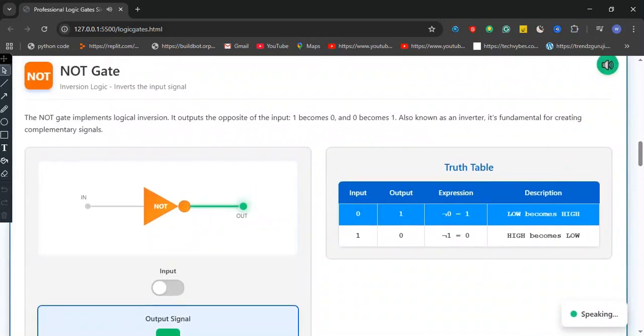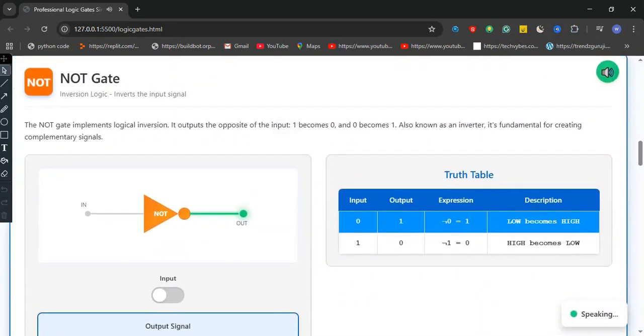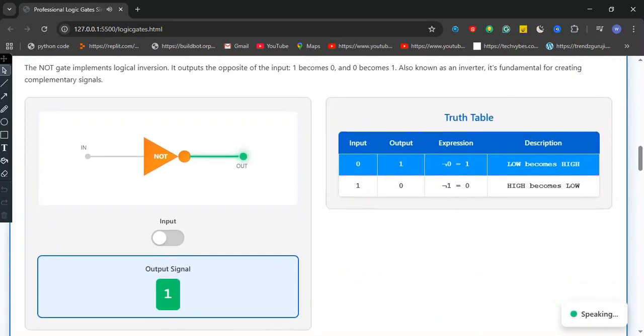NOT gate. The NOT gate, also called an inverter, is the simplest logic gate with only one input. It outputs the opposite or complement of its input. When input is high or 1, output is low or 0, and vice versa.